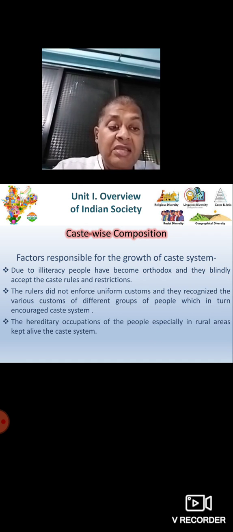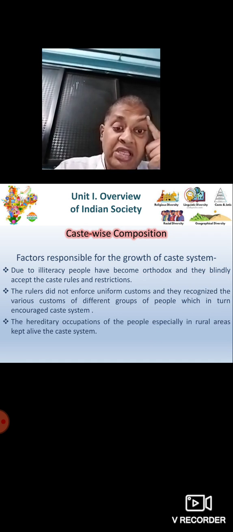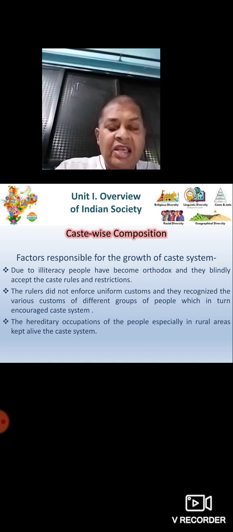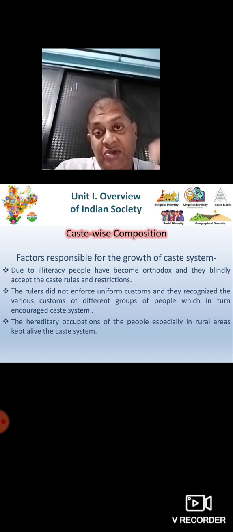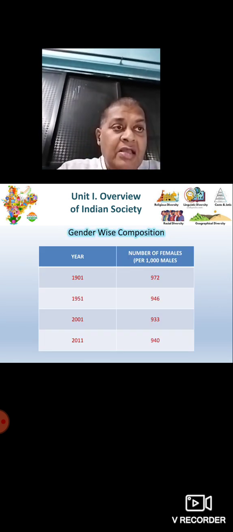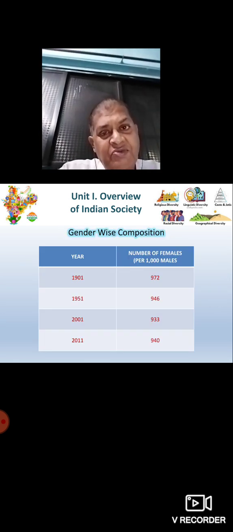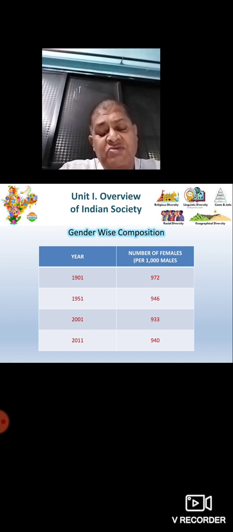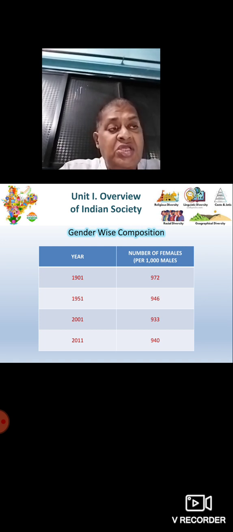Now, the hereditary occupations of the people, especially in rural areas, kept alive the caste system. Now, how is that? Because the profession of one group continued to be so for a long period of time. Now, the gender-wise composition. See, these are various ways in which we understand the Indian society. We saw the demographic composition, we saw the caste system, now the gender-wise composition.